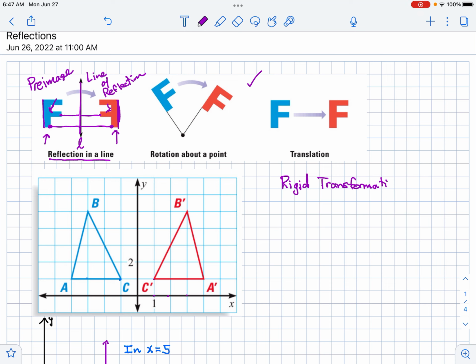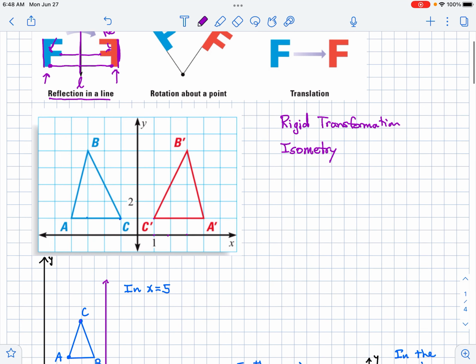A rigid transformation. Now, you can get fancier and call it an isometry. For some reason, I have trouble with that word. Isometry. Okay. But it's a rigid transformation. I think rigid transformation is a little more descriptive.